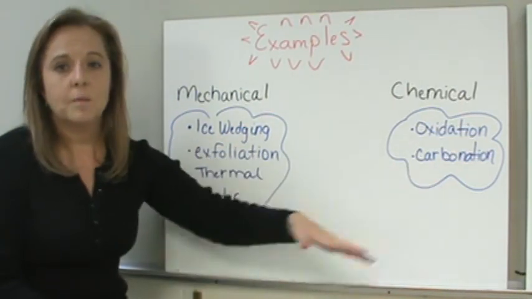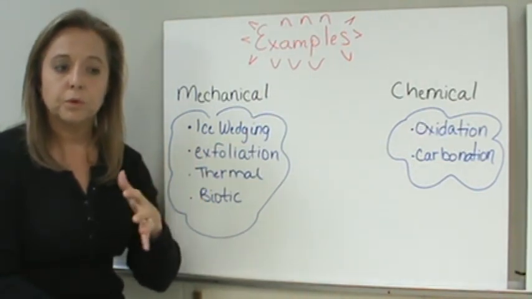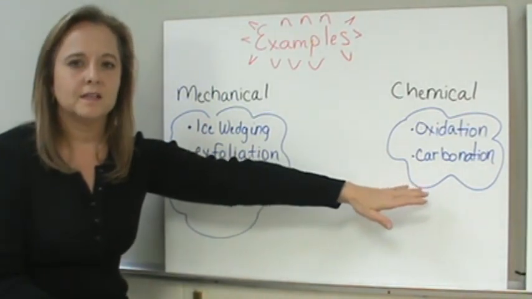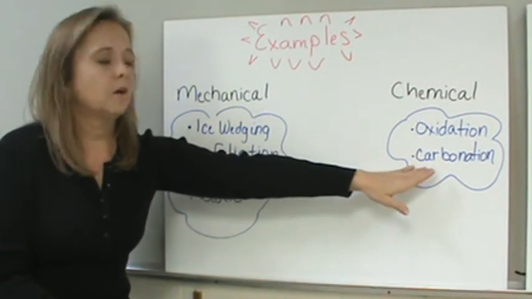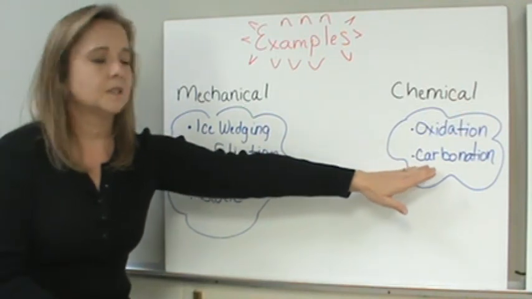And then the last one is carbonation. Plants, their roots can also, and lichens, we'll talk about lichens in class. Lichens make a type of acid that breaks down rock, and the carbonation is part of that. Also, agents like acid rain.